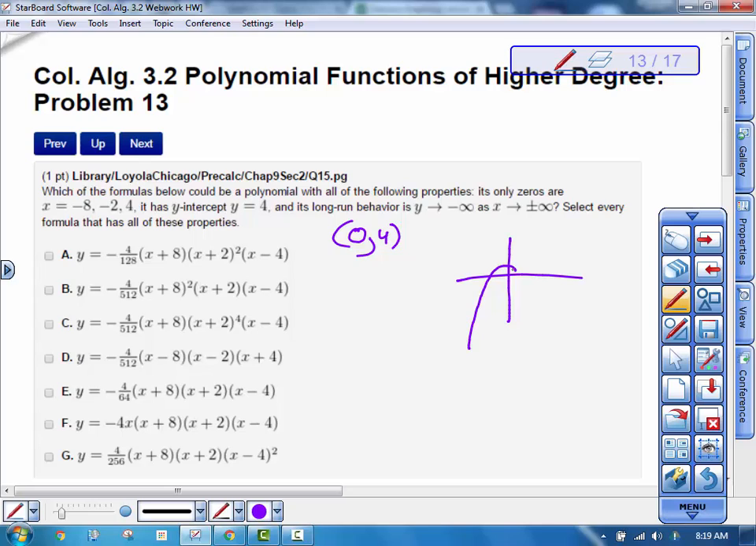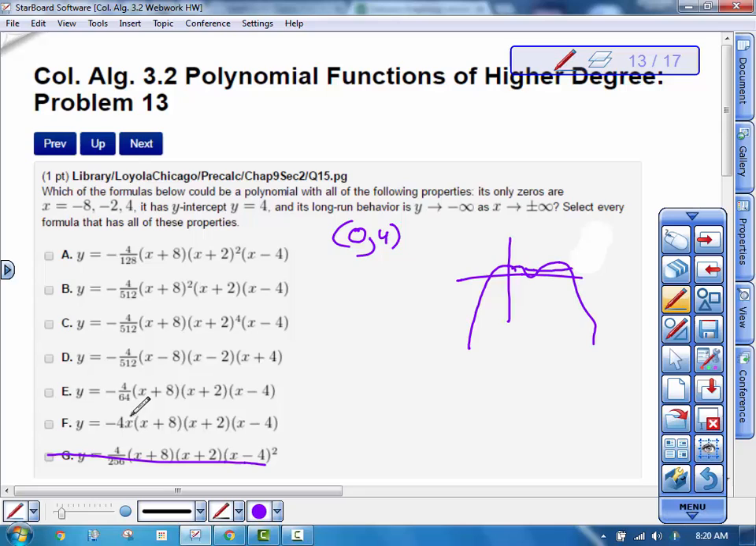So basically this thing has to open down and be a fourth degree polynomial then, because otherwise if it was odd, one branch would go up. So overall it has to have an even degree, and it has to open down, so the first coefficient has to be negative. So we can get rid of this first one, or the last one I mean, because there's no negative there. We can get rid of any ones that are odd.